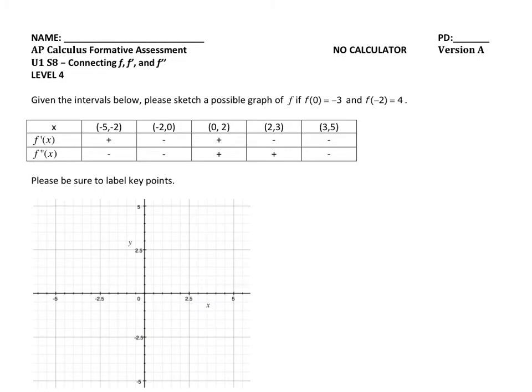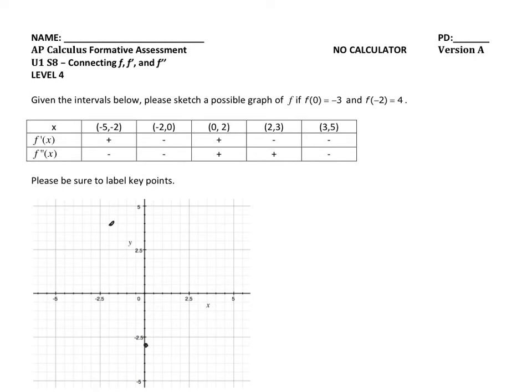Finally, the level 4, I am given information, and I'm asked to sketch a graph. I may remember back to objective 1 where I was given a table with functional values and with f prime values. Now I'm given f prime values and f double prime values, and I'm given 2 points. F of 0 equals -3, and f of -2 equals 4.